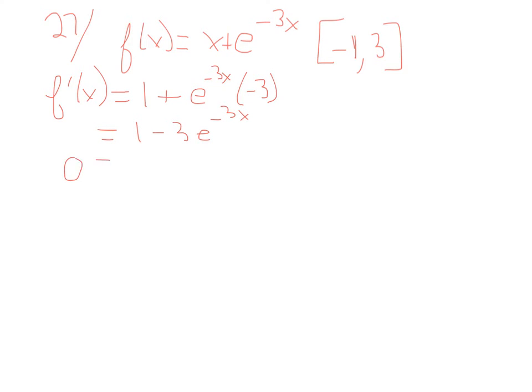So setting this derivative equal to 0, we're going to try to solve for x here. And so if I move 3e to the negative 3x over to the left side, I'm going to divide both sides by 3. And what we have to do now is take the lns of both sides, I think. I'm trying to see if there's another way to do this.